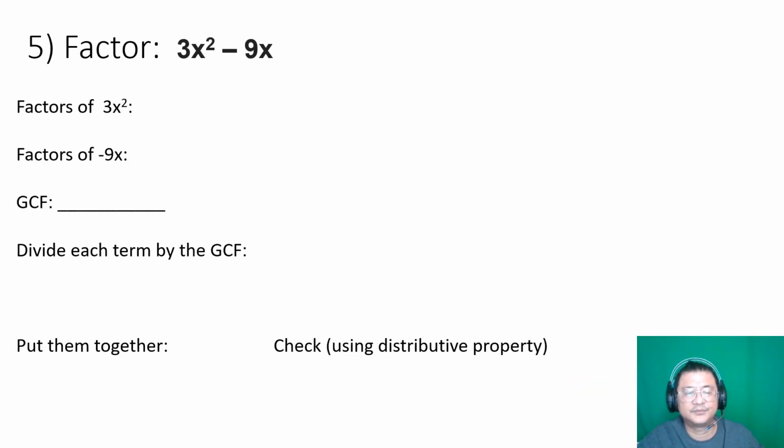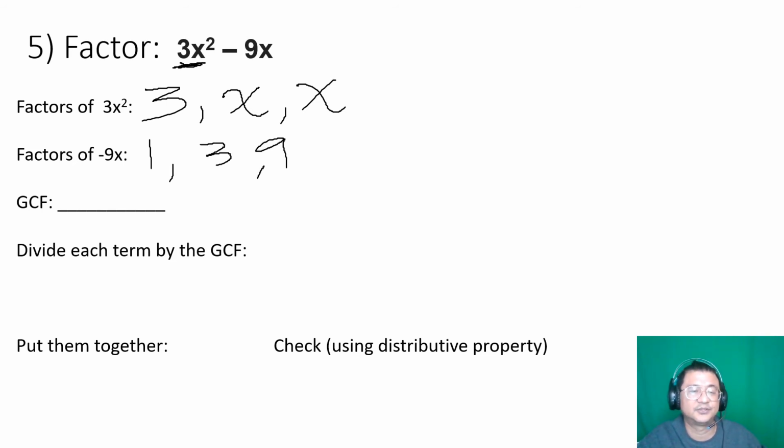Okay, so let's start with this. The factors of 3x squared are 3, and then the first one, we're looking at the first one, and what else? x and another x. For negative 9x, the factors are 1 times 9, right? And then 3 times 3. So I could divide 9 by 1, 3, and 9. But there's also an x.